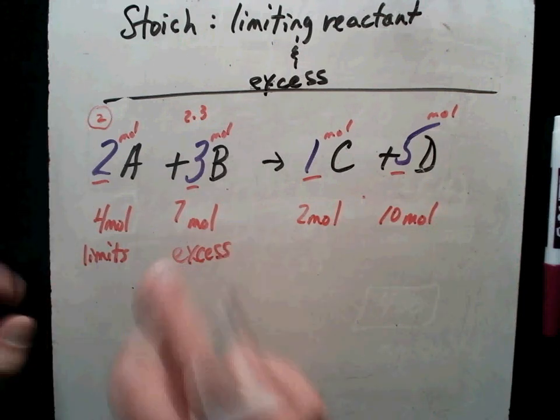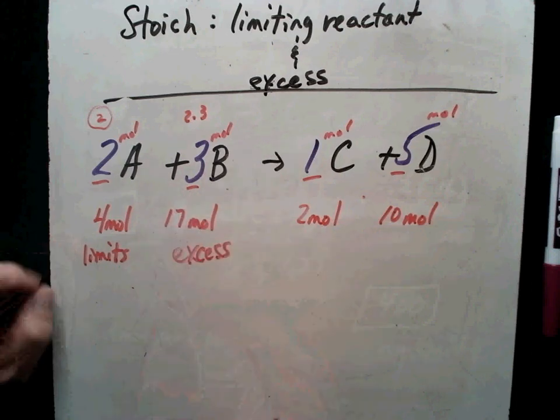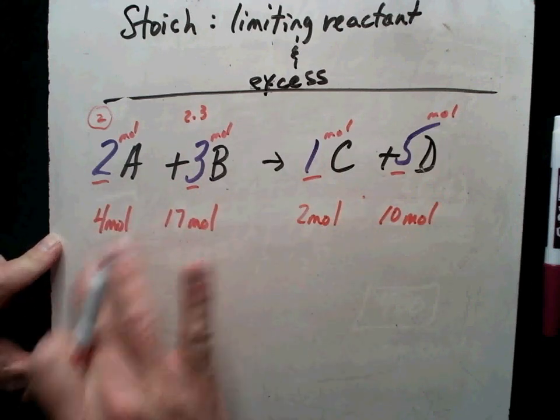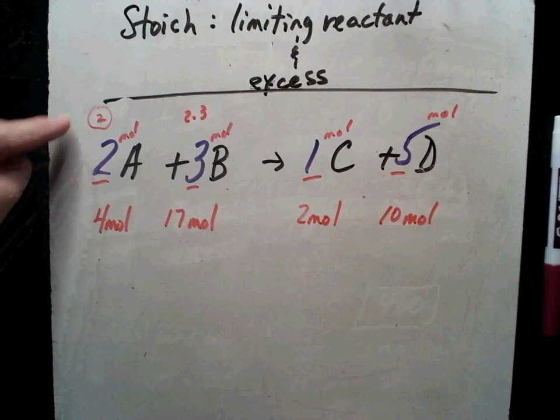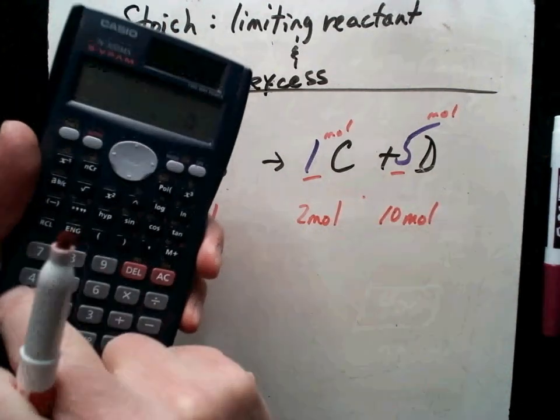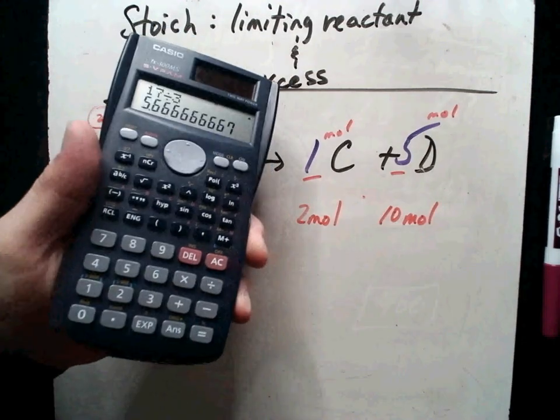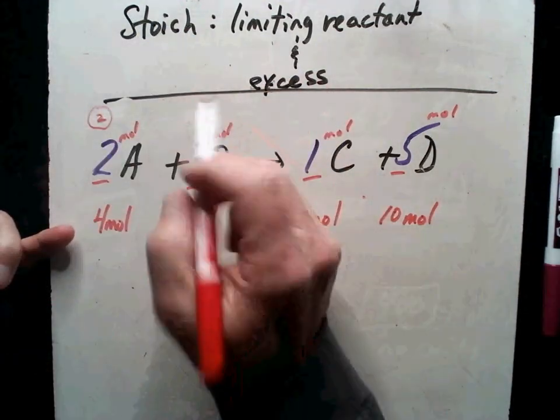Since this is excess, okay, so let me say it different. I have 4 moles of this, and I have 17 moles of this. Okay, let's see what happens. 4 divided by 2 is a change of 2. 17, and I'm just showing you all the numbers on the screen so everybody knows, 17 divided by 3 is 5.67.